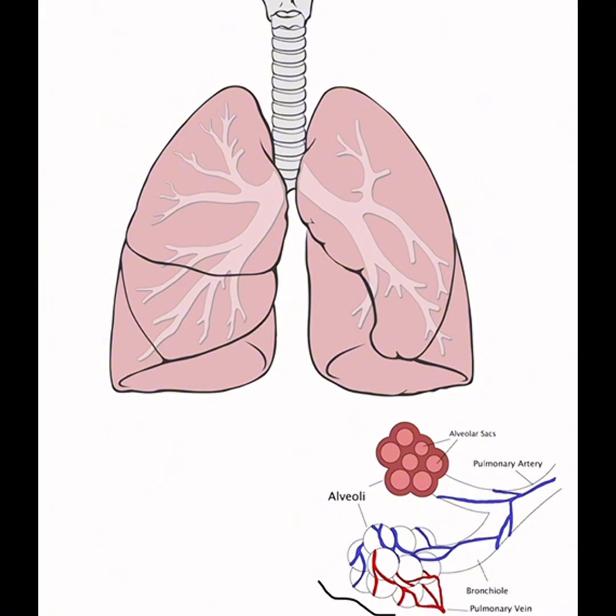The oxygen will move to the blood through the pulmonary vein, and the deoxygenated blood will move from the pulmonary artery to the alveoli, where the carbon dioxide is released and we exhale it outside of the body. And also we mentioned that the right lung is much bigger than the left one, because the heart is located here.